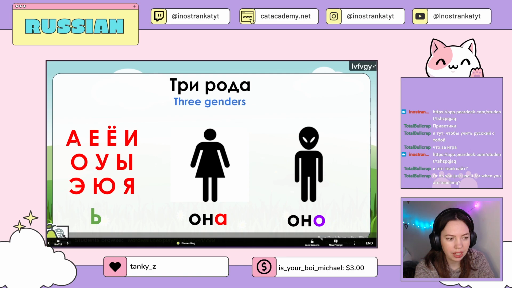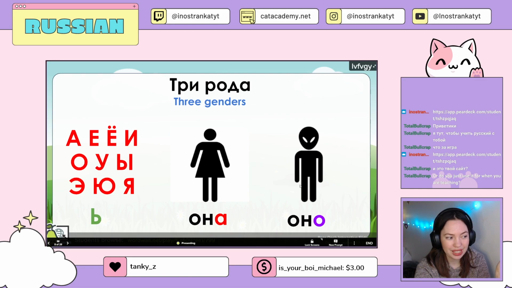So yep, they are: а, е, ё, и, о, у, ю, я. And also this sign, мягкий знак. If you see any of this, you just remember that it is not a male. It's something about a woman, female gender, or it's neutral gender.